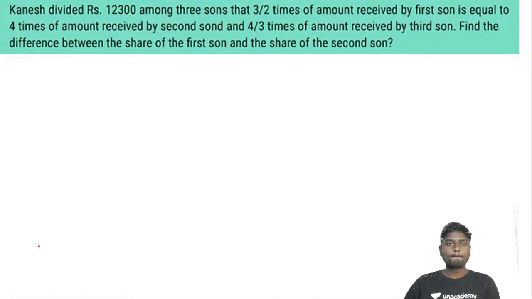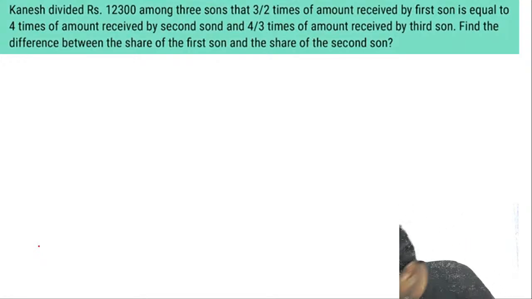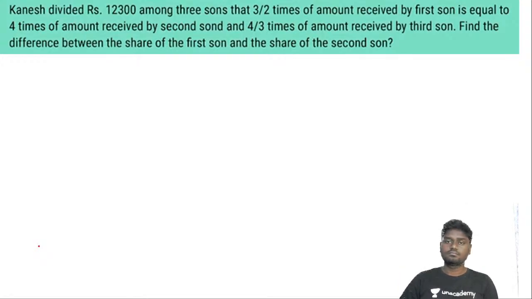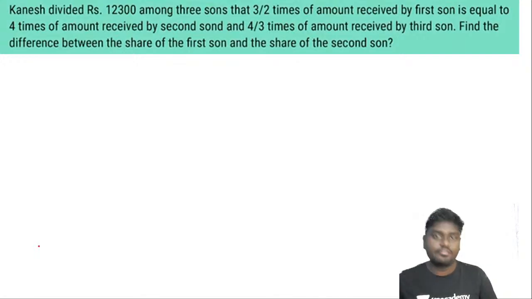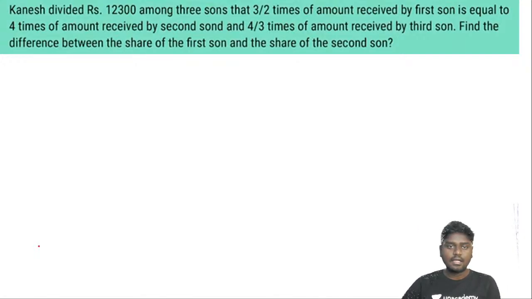Start doing this question. Ganesh divided rupees 12,300 among 3 sons. The 3 by 2 times of amount received by first son is equal to 4 times of amount received by second son and 4 by 3 times of amount received by third son. You need to find the difference between the share of first son and the share of the second son. That's your question. Start doing this, guys. I'll just give you a matter of, let's say, 3 minutes. Try to solve this, decode this question and get me the right answer for this, everybody.